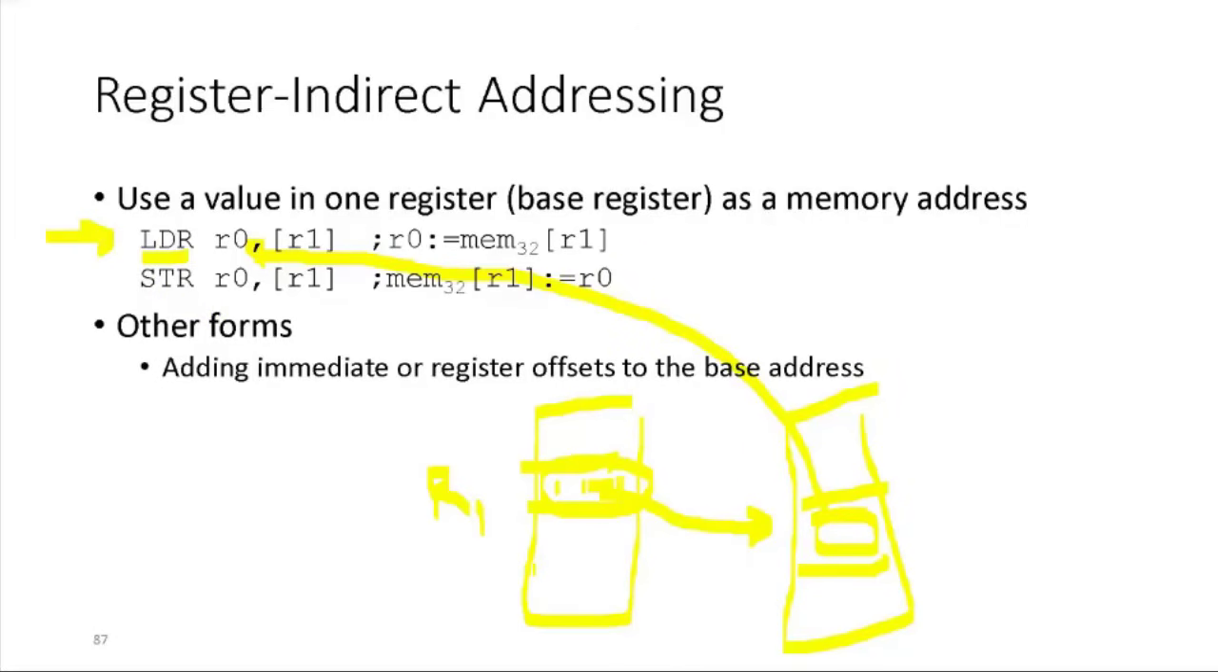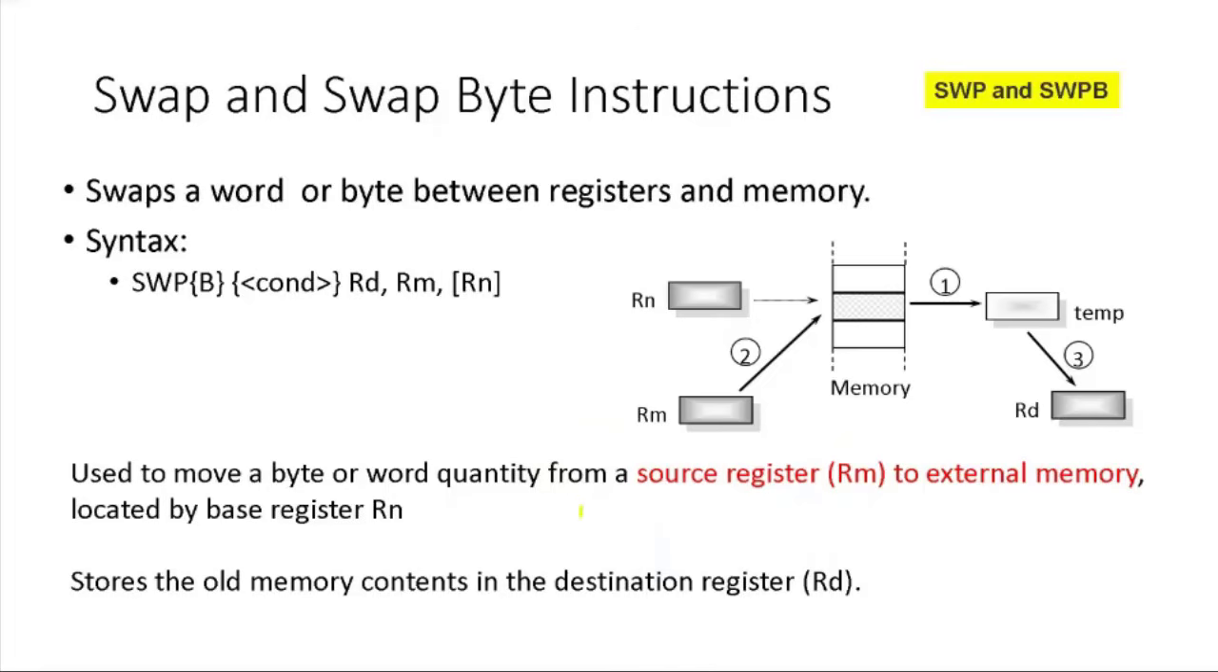Similarly, store means just opposite. From the register it will move it to memory content. Then the swap instruction. So swap and swap byte instruction. Swap is one instruction and swap byte is another instruction. This is the swap instruction. This is the swap byte instruction. What is the basic difference? One B is added here.